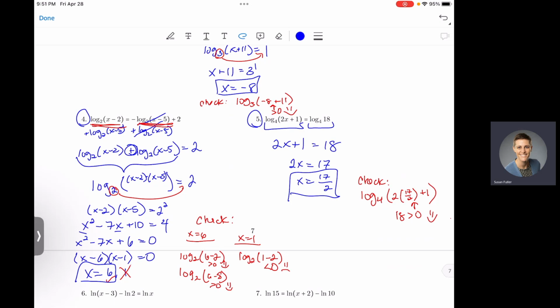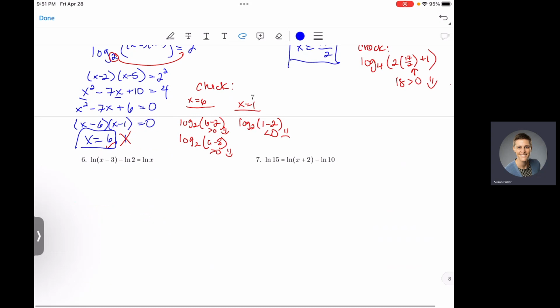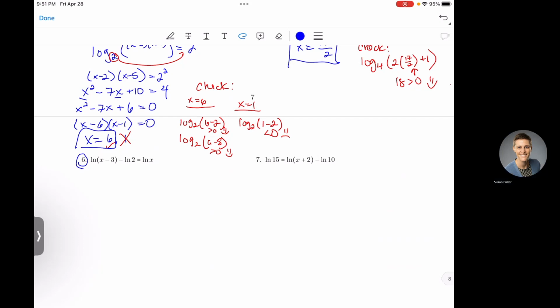Okay, we will do one more example. How about we will just do number 6. All right, so we've got ln of x minus 3 minus ln of 2 equals ln of x. I've got 3 logarithms here. Which case am I in? Well, that kind of depends on you.